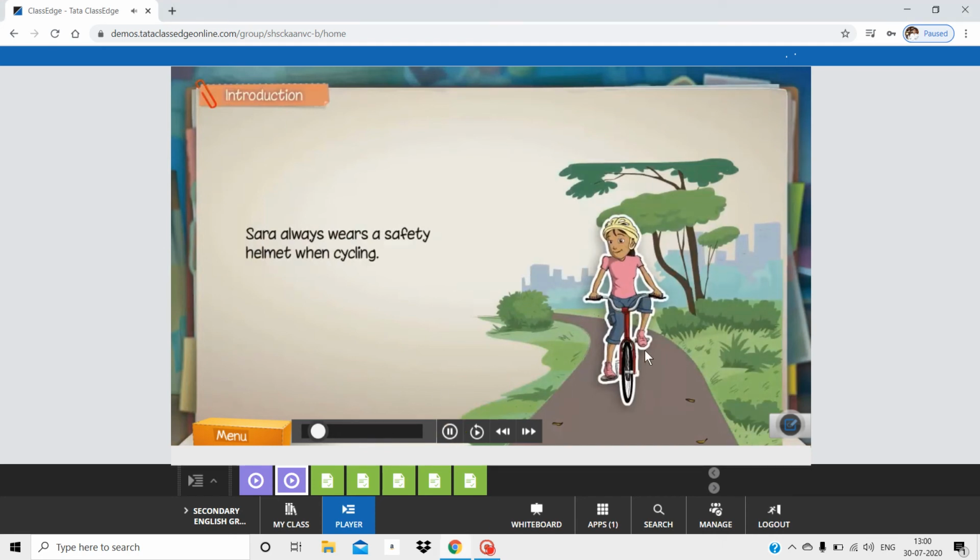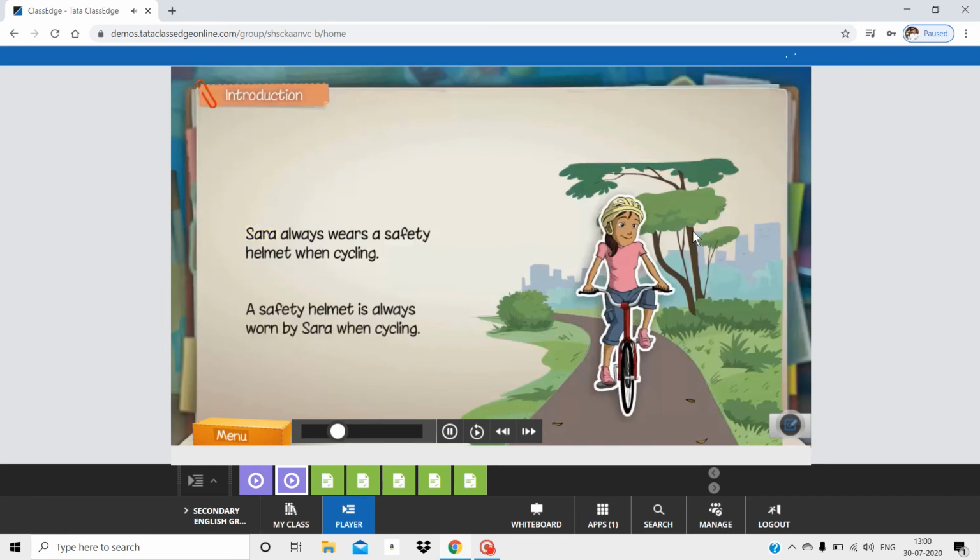Notice that the emphasis is on the person, Sarah, who is the wearer of the helmet. Read this sentence. Notice that the emphasis is on the person, Sarah, who is the wearer of the helmet.